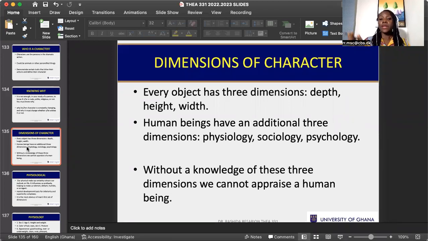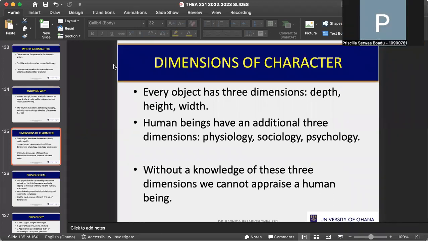And then the person's physiology and sociology come together to create the person's psychology. That is the person's outlook towards life, the person's motivation, what the person believes he or she can do or cannot do, and the person's self-image. Okay. And without knowledge of these 3 dimensions, it is practically impossible to fully appraise a human being. Are you following so far? Yes, please, madam, we are.